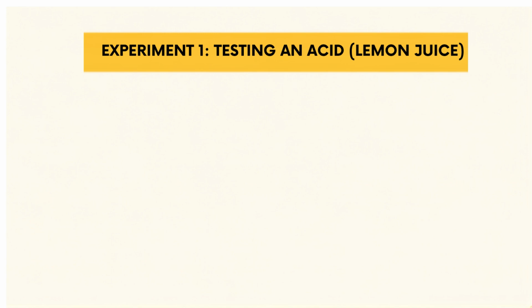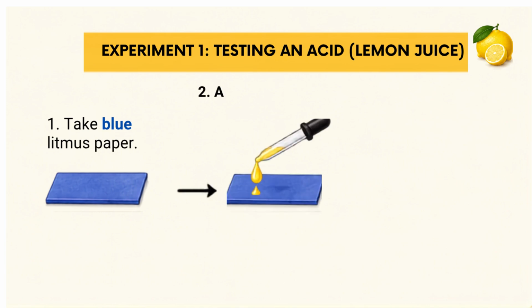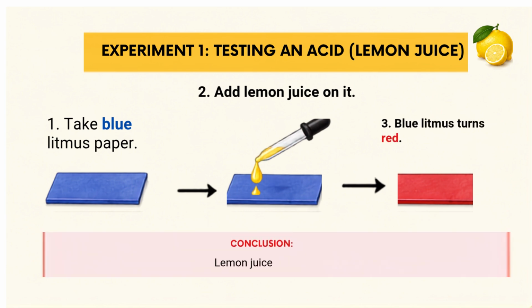Let us see with an experiment how acids turn blue litmus into red. Here, we use lemon juice, which is acidic in nature, for our experiment. First take blue litmus paper. Then add lemon juice on it. We can observe that blue litmus paper turns red. By this we can say lemon juice is acidic, which turns blue litmus paper into red.